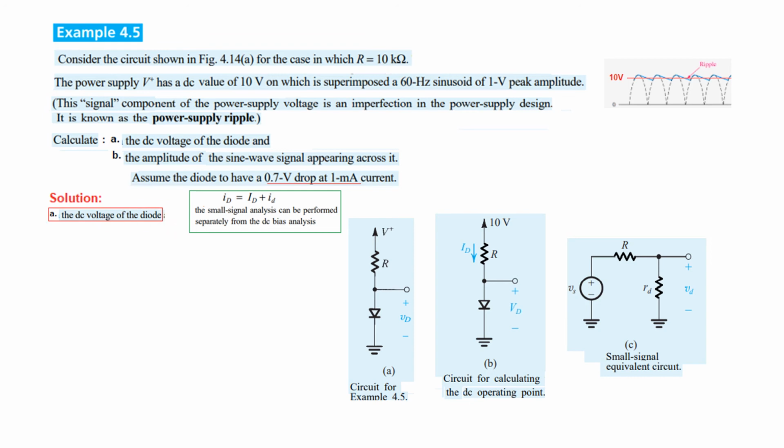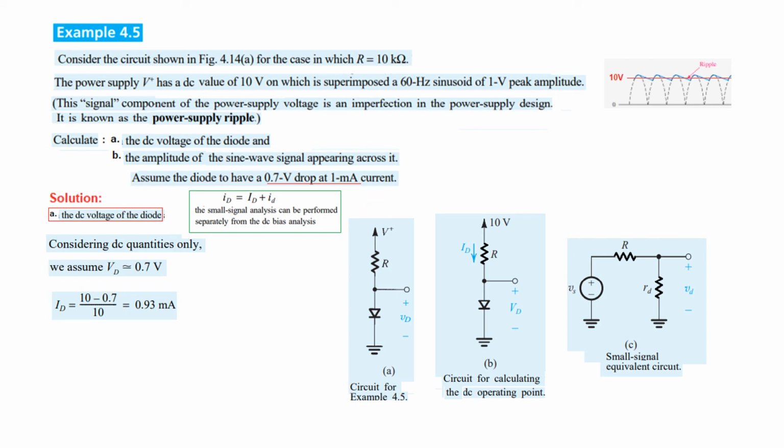Now for the DC voltage of the diode, simple, we'll just use this formula, considering the DC quantities only. Vd we are assuming to be 0.7 volt. Here it is given that the diode has a 0.7 volt drop at 1 milliampere. Here we don't know how much current we have, but we are just assuming it to be 0.7, and we'll see if this is valid or not.